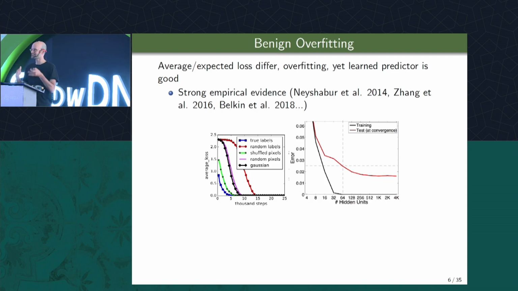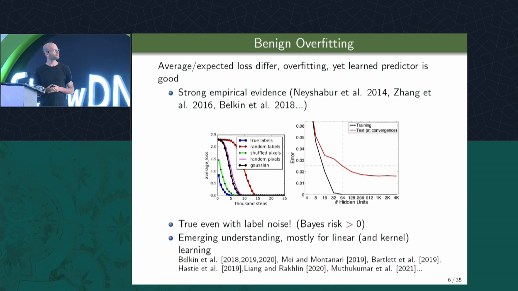I won't go over the whole history of the development of this concept, but first of all, there is strong empirical evidence for this. This is something that is seen very often in deep learning and other learning models, where you can essentially drive your train error down to 0 and still get good performance. And as Misha said, this actually goes back to way before deep learning. In the context of boosting, this was observed. And in the past few years, there's been an emerging understanding of when we might expect this behavior to occur, mostly for linear or kernel learning, for which theory is relatively tractable.